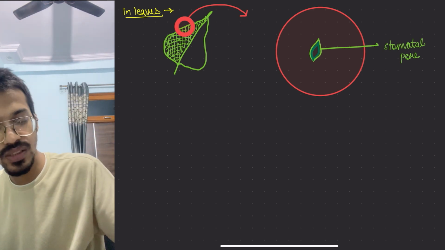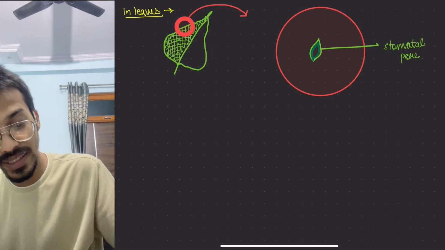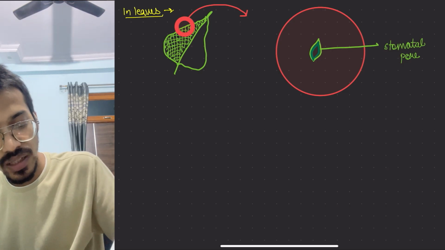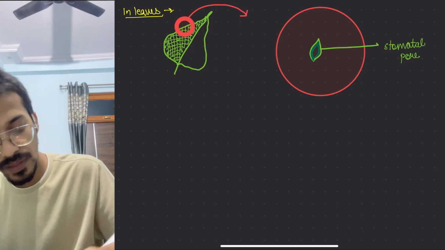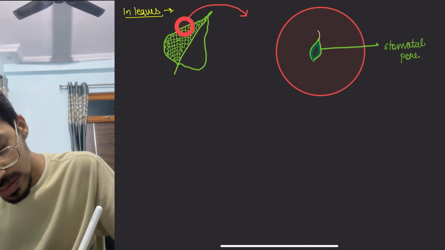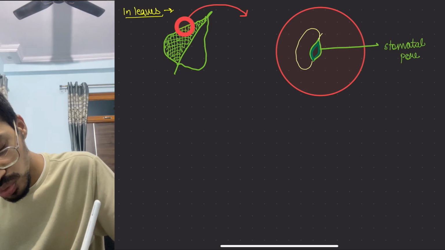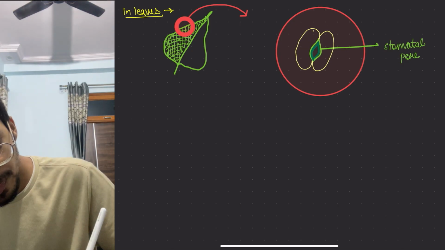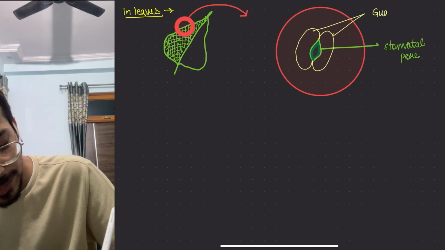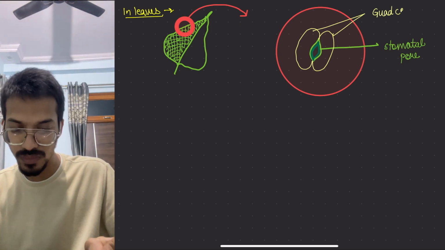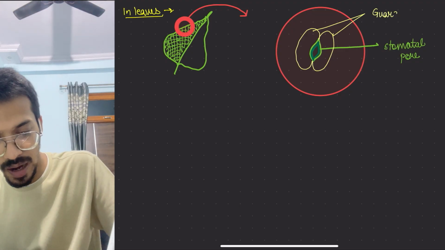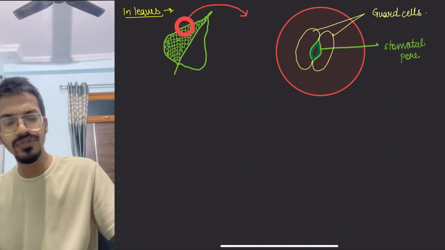So those cells, we're going to call guard cells. So this is one and this is one. So two cells making what? One guard cell unit. So these are your guard cells. Now what is the feature of guard cells?